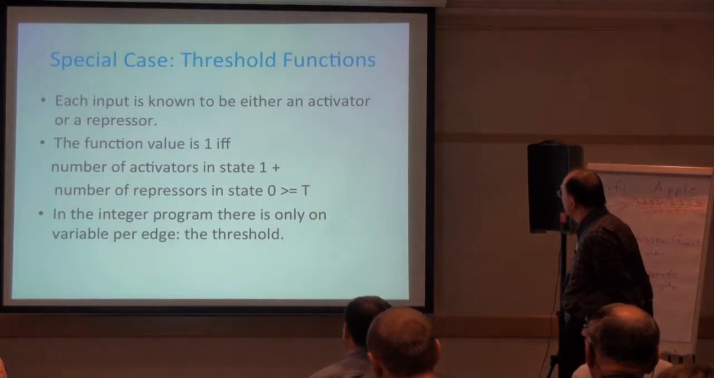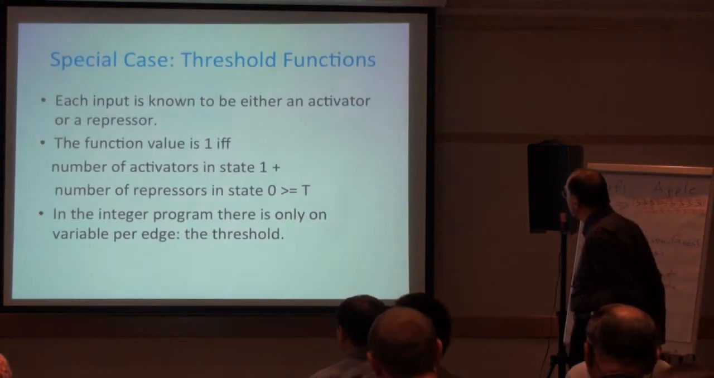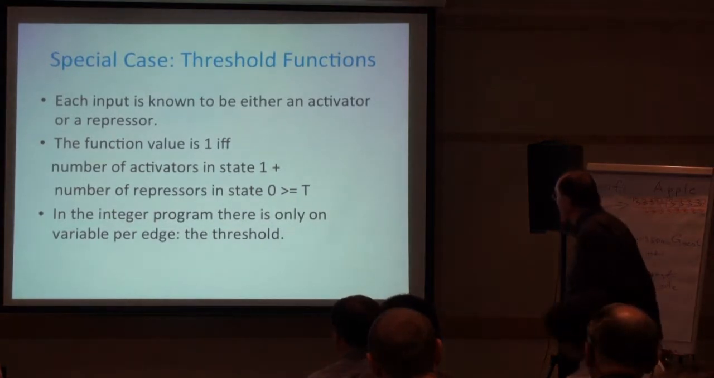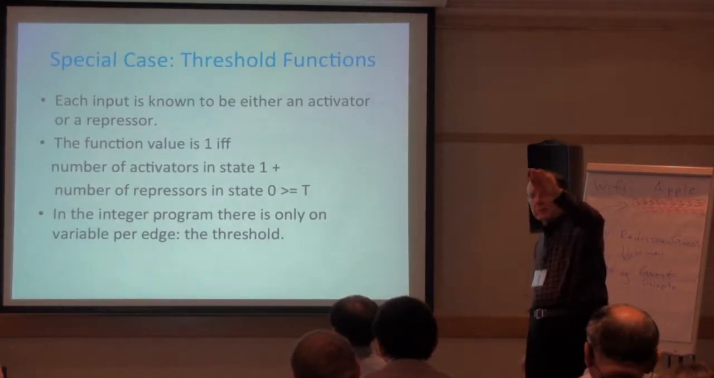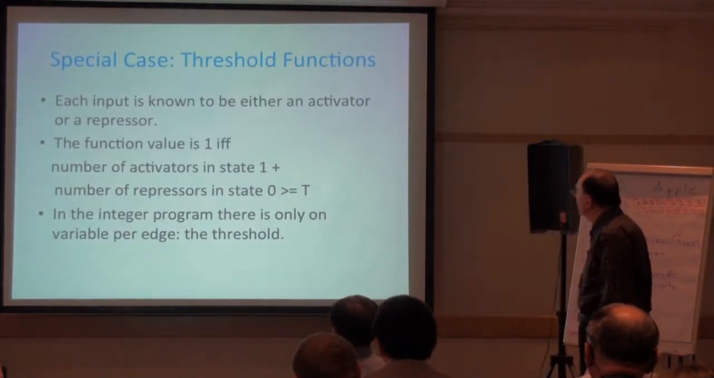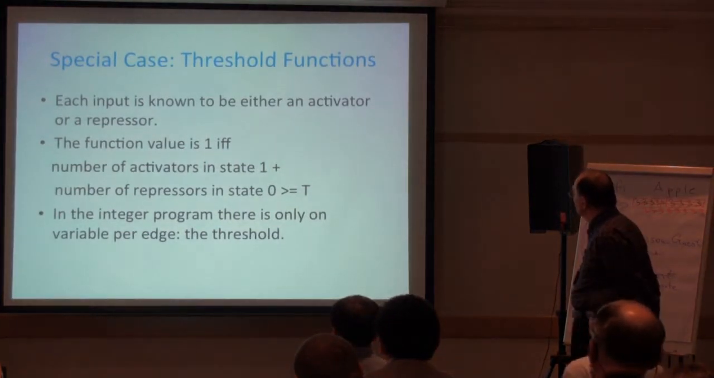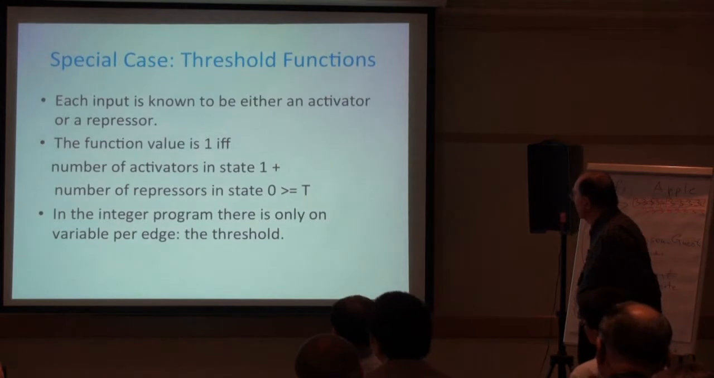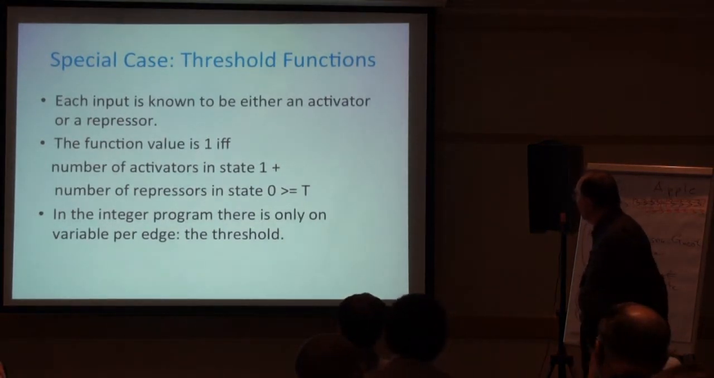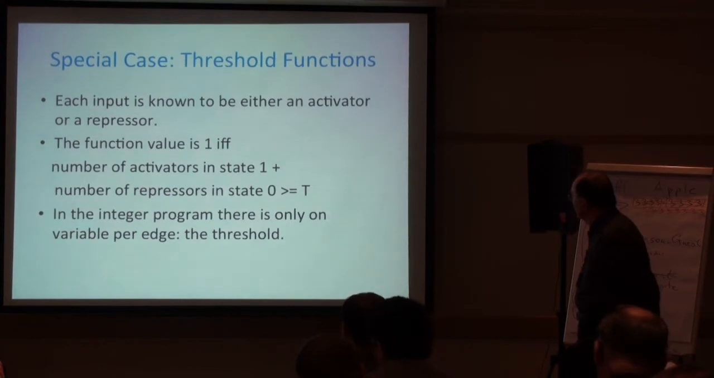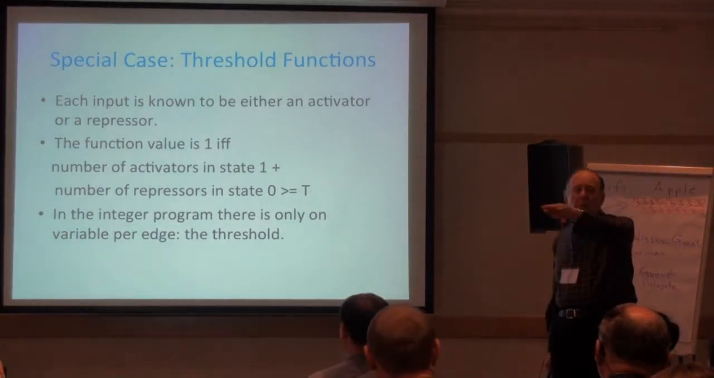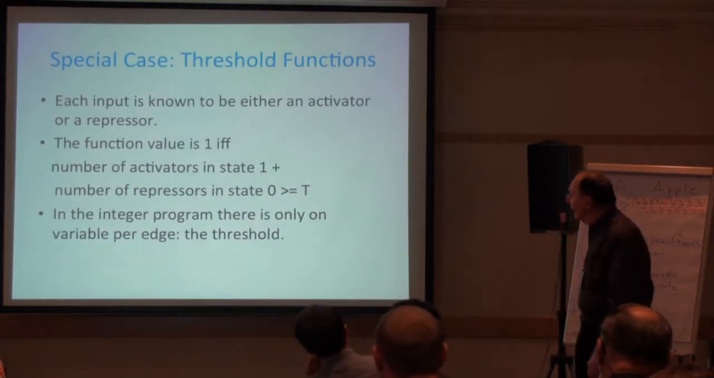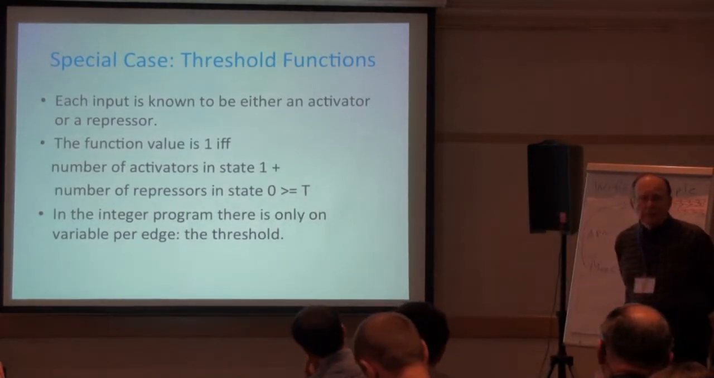And so we can focus on the special case in which if we take any one of these Boolean functions, any one of these edges of the network, and look at the influence of the other incident edges on its vertex, each of those inputs is known to be either an activator or a repressor, and the function value is 1 if and only if the number of activators in state 1 plus the number of repressors in state 0 is greater than or equal to a threshold. So it's just an ordinary threshold function, and that captures most of the common Boolean functions.